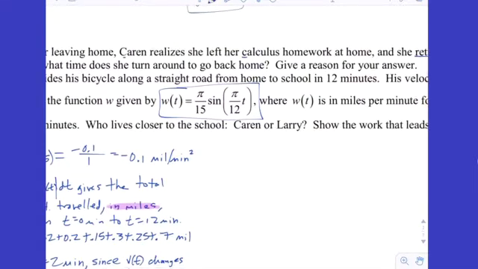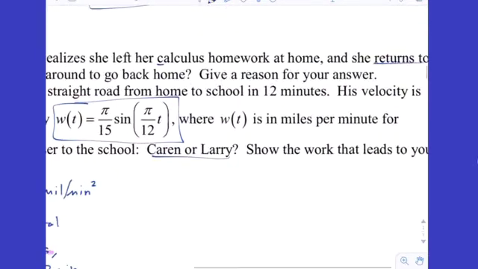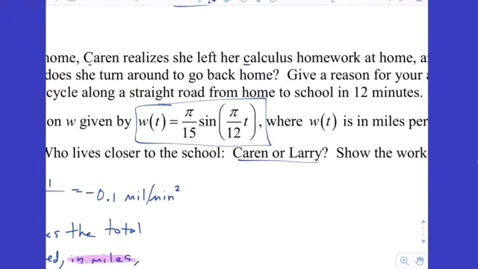All right, here's the question. Who lives closer to school, Karen or Larry? Show the work that leads to your answer. Who lives closer? Well, what do we need to know about each of them? Not what type of bike they're riding, but what? Yeah, we need to know how far they each live from school, which is not the distance traveled, which we found in part B. It's their displacement.